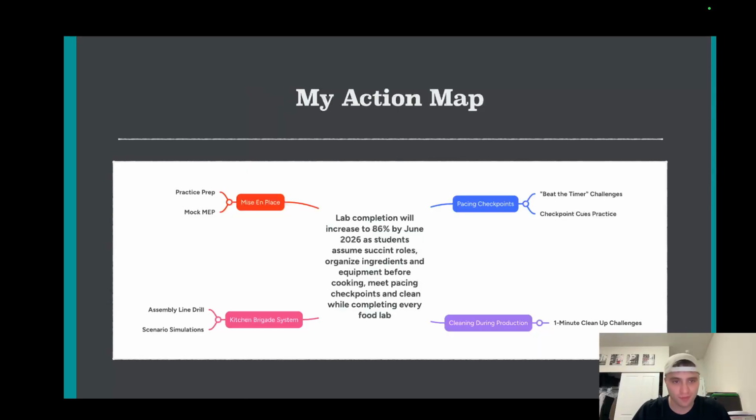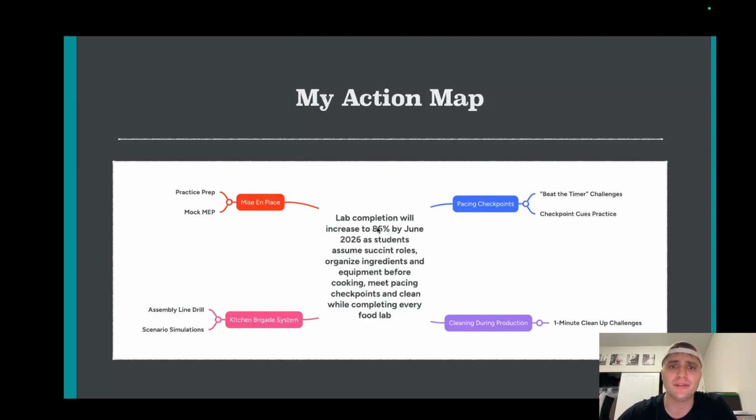Here is my rendition of an action map. We're going to go through every single part of this map, specifically the activities that are labeled here. So the goal that I set was that lab completion will increase to 86% by June of 2026, assuming that we do this next school year. As students assume succinct roles, organize ingredients and equipment before cooking, meet pacing checkpoints, and clean while completing every single food lab. So these are the actions that are going to lead to us meeting this goal. And again, we're going to go through every single one of these in detail in later slides.